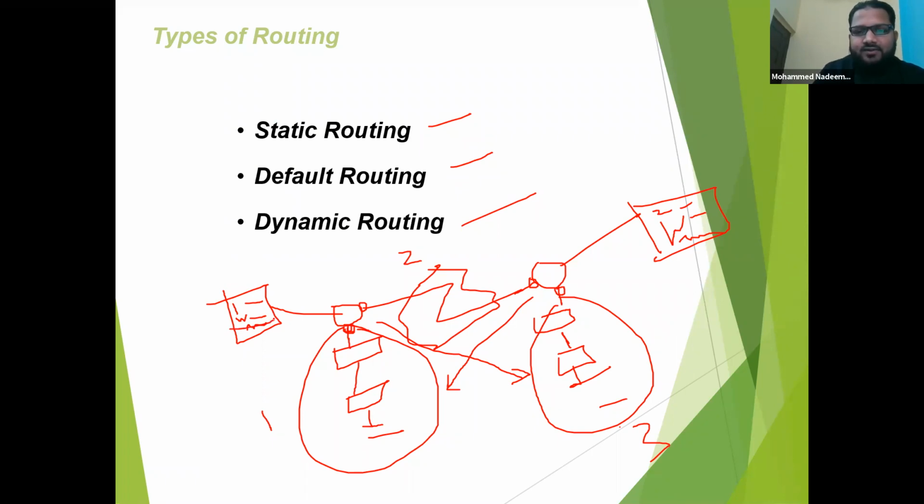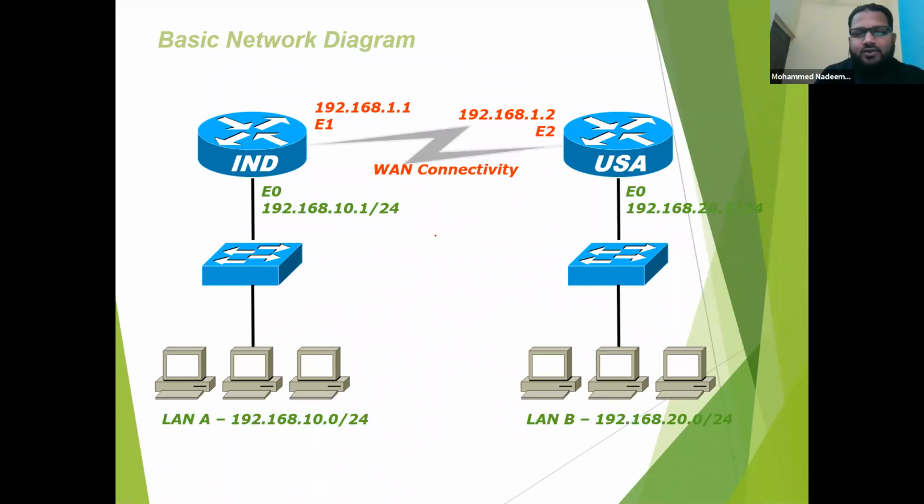If you understand that, finish routing in your packet. Okay, so these are the methods to add those missing routes: either static routing, default routing, or dynamic routing. You can use it. Okay, so we will follow this diagram.